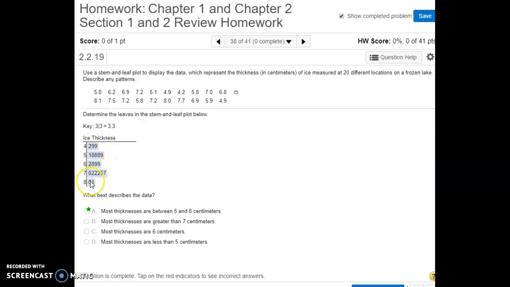And so do that for all of the data. Make sure you don't leave any of the data values off. It can be helpful to cross them out or make some sort of note that you've finished with each one and put it in its right spot so you don't leave any out.